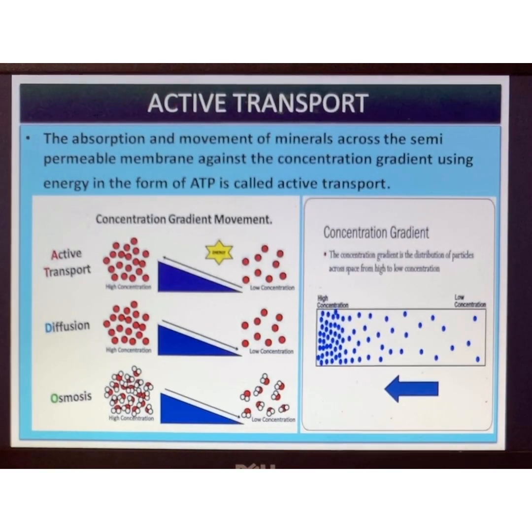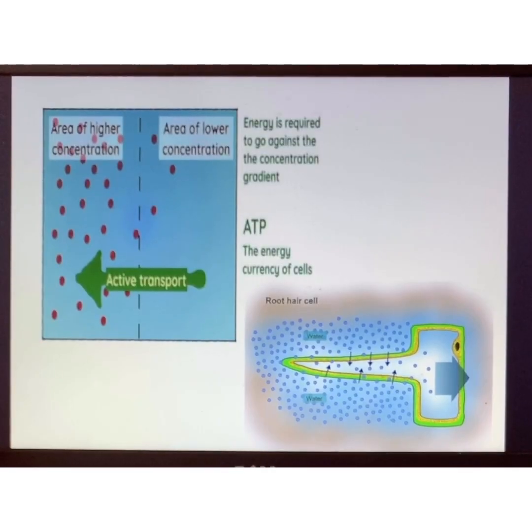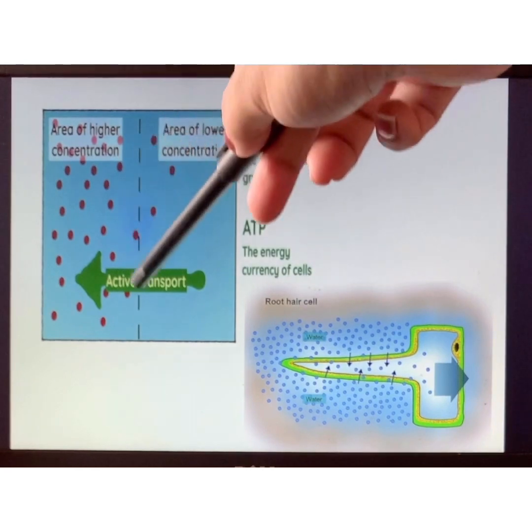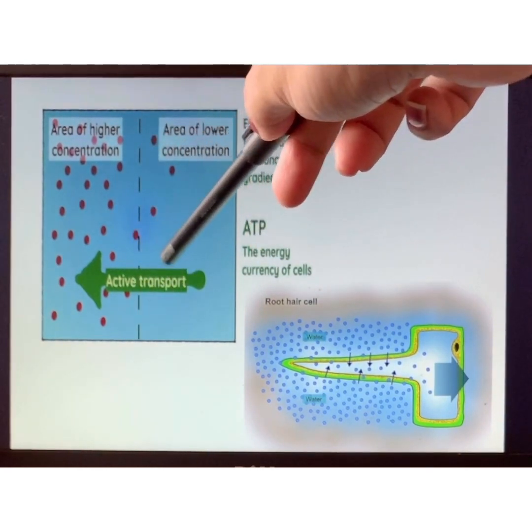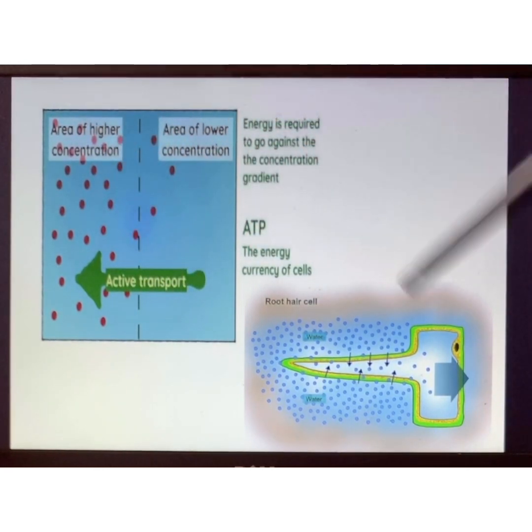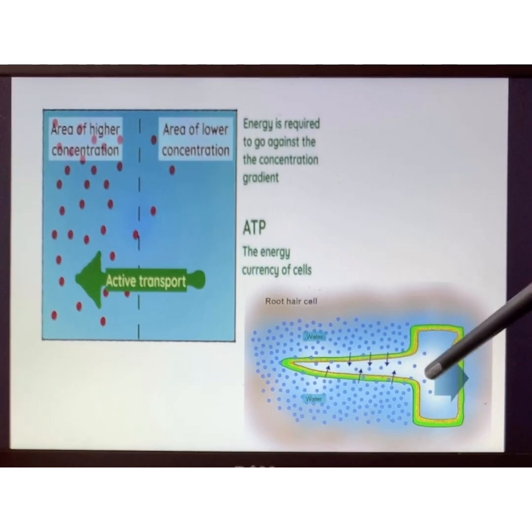And what is ATP? You need to understand that, right? Here I have given one more image. Now this is your plasma membrane. This is the soil and this is inside the root. See, here also they have shown.